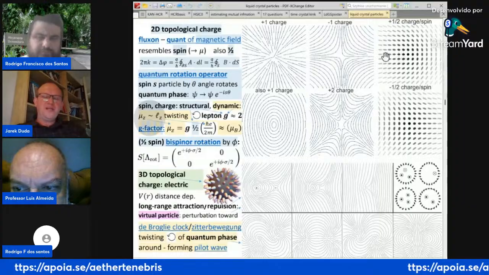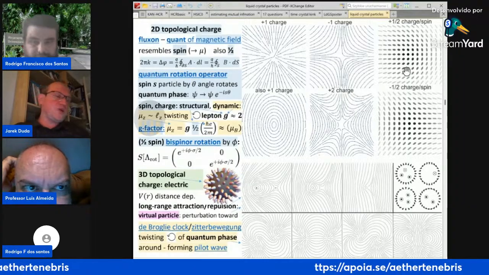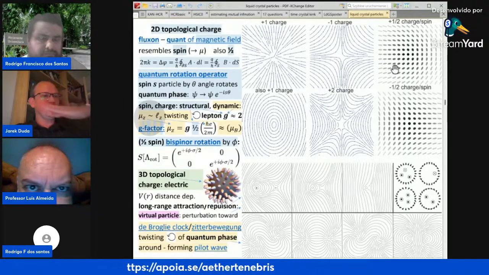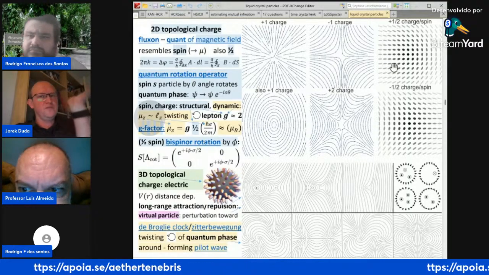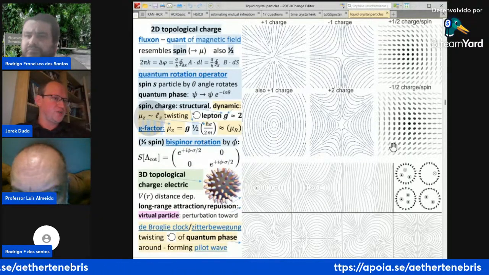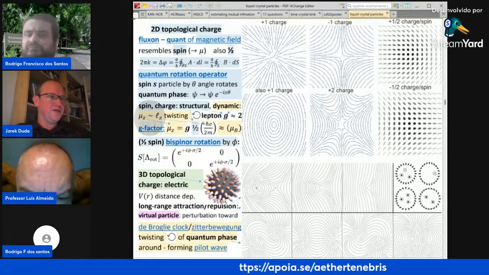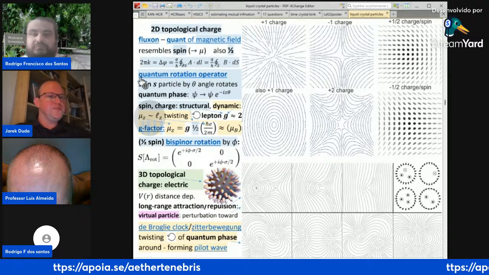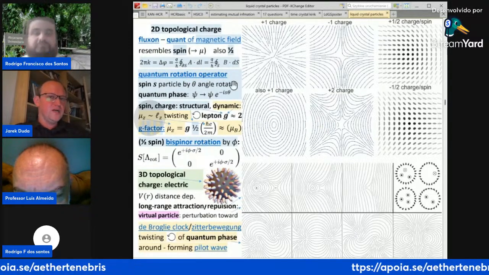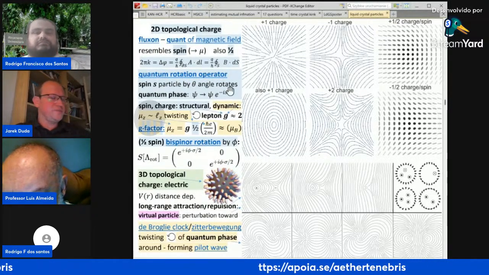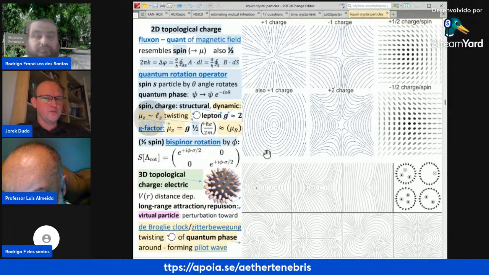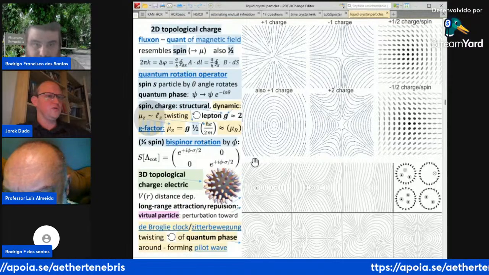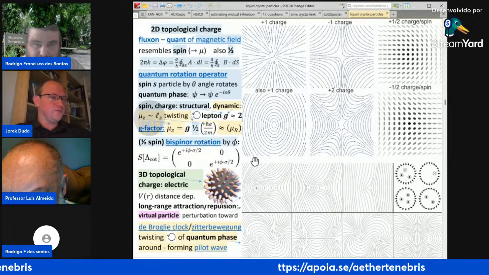It's like an ellipse. This is natural for liquid crystals, and well known in liquid crystals: if you use a molecule which is the same after pi rotation, then you get 1/2 topological charge, like spin. For spin, there is this quantum rotation operator which says that a spin S particle rotated by angle theta makes the quantum phase rotate by theta times spin. This is exactly what we have used here. This topological charge is exactly according to the definition of spin.